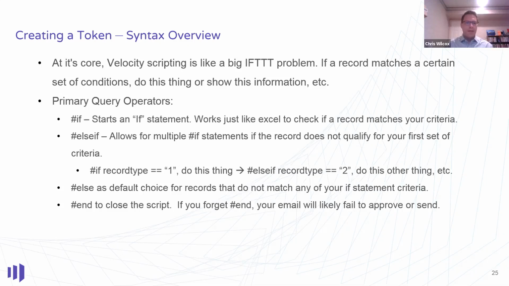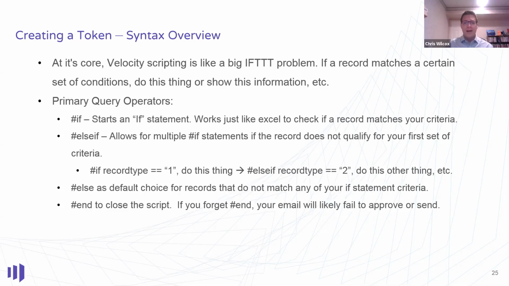So, if record type is 1, do this thing. Or else, if it's 2, do this other thing. That's kind of the way that works. It just goes down the path. And the first time the record being put through the script meets the criteria, that's the one that'll get the output. So you can nest those down, knowing it'll always just be the first one that it meets if it's a single if statement.